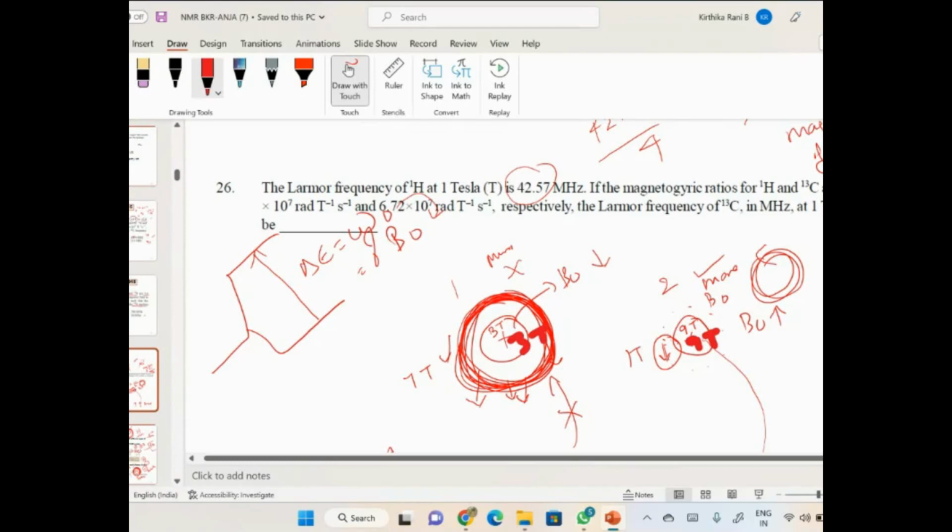Then we know that precession frequency is what? Precession frequency is equal to gamma into B0. So which will precess faster? Nuclei 1 or nuclei 2? Nuclei 2 will precess much faster. So omega 0 is higher here, because B0 is higher, 9 Tesla, so omega 0 is higher.